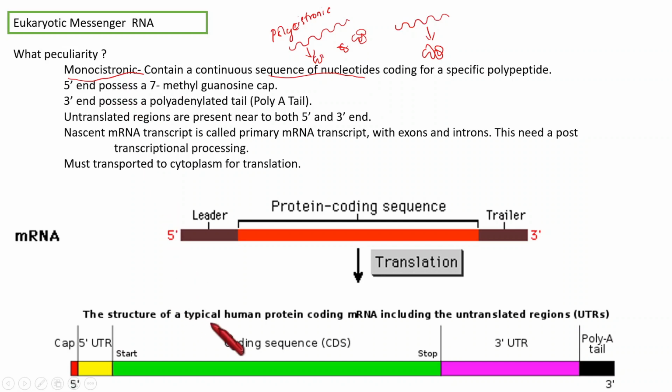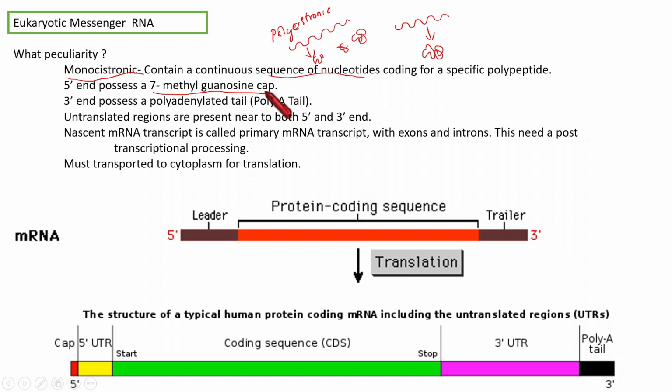And this is the picture of eukaryotic mRNA. As we look to its 5' end, along with that 5' UTR, we can see an additional structure, a cap at the 5' end. What is the name of that cap? Its name is 7-methyl guanosine cap. A cap is there for the protection of the 5' terminal end.